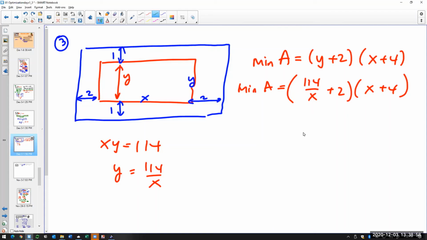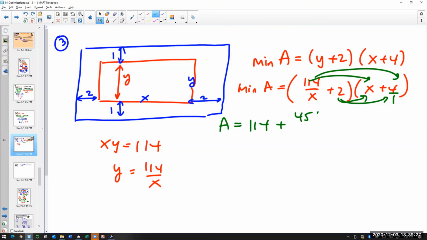I actually want to take the derivative of it, but I want to avoid product rule, so I'm going to FOIL it. I'll multiply this first term by these two terms, and then multiply the 2 by these two terms. So the area is equal to 114 over x times x, which is 114. Then 114 over x times 4, that's 114 times 4. Can someone tell me what that is? 456. Okay, 456 divided by x. Now I multiply 2 times x, plus 2x, and 2 times 4, plus 8. Now I need to take the derivative.